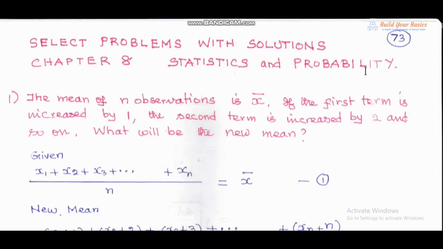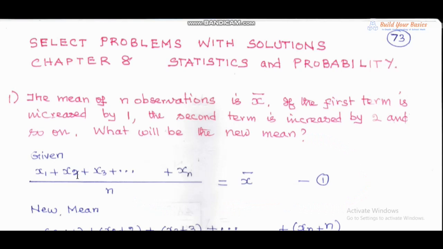Select problems with the solutions, statistics and probability. Question number 1. The mean of n observations is x bar. If the first term is increased by 1, the second term is increased by 2, and so on, what will be the new mean?